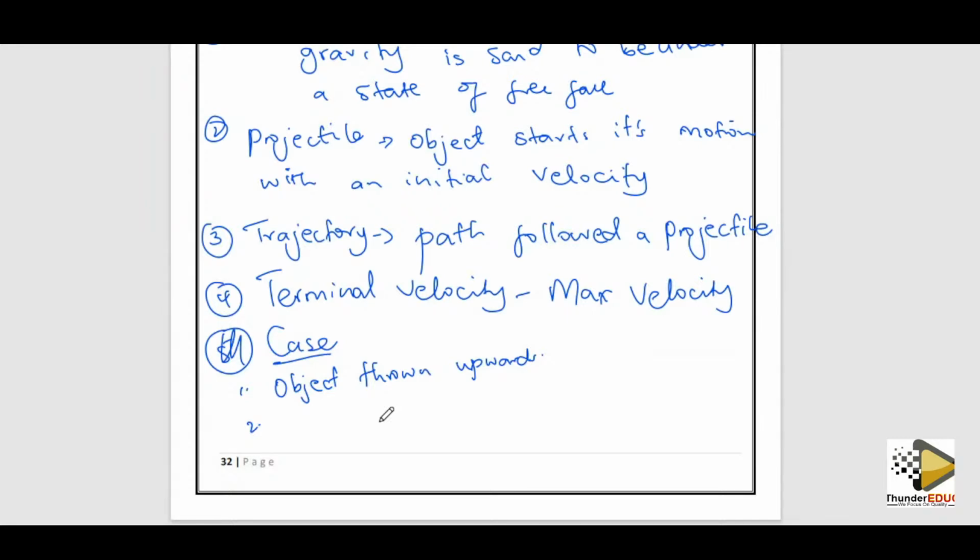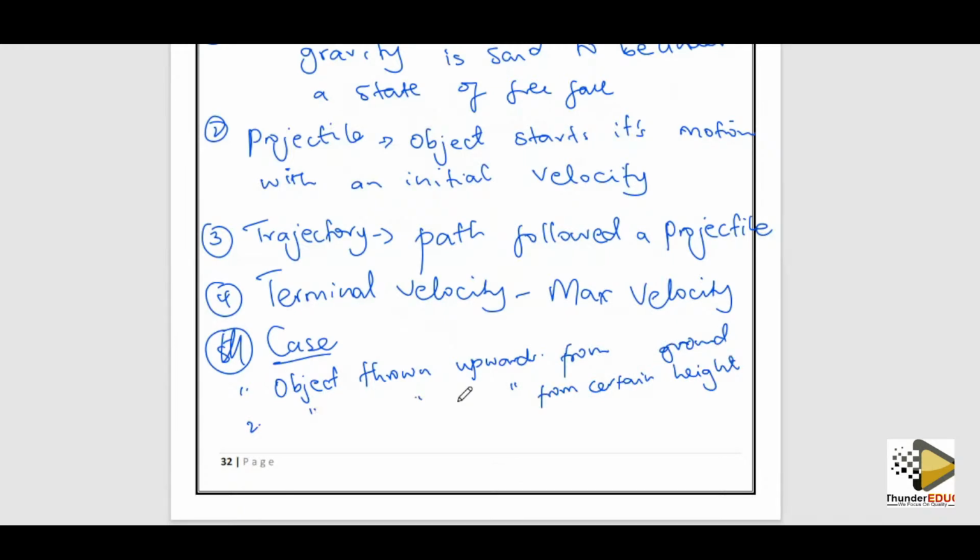Then, let's say this is thrown upwards from the ground. Scenario number 2 is an object that is thrown upwards but from a certain height. Same scenario but from a certain height. An example: you stand on top of a tall building and then you throw something up. What happens? That will be scenario number 2 or case study number 2.